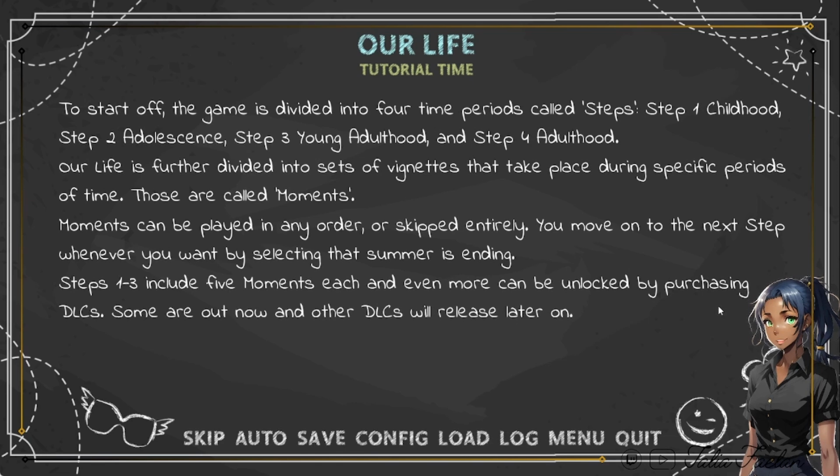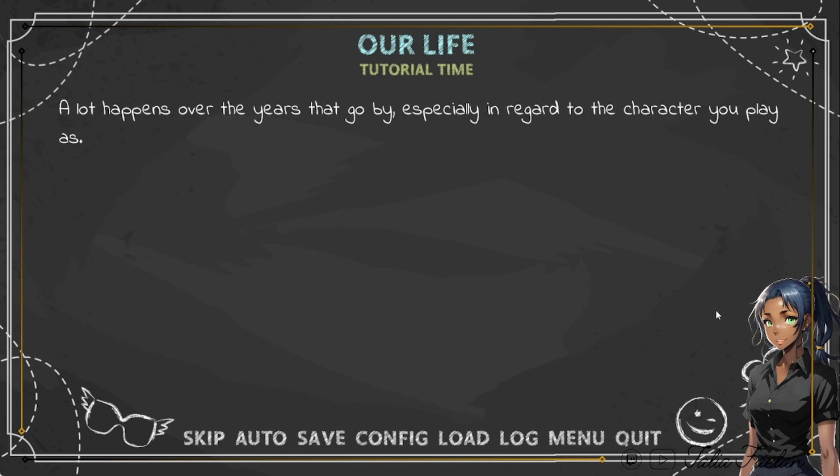Steps 1 to 3 include 5 moments each, and even more can be unlocked by purchasing DLCs. We're broke, so we're probably not going to be purchasing DLCs. Some are out now and other DLCs will be released later on. Oh yeah, I saw that on the Steam store. Step 4 is an epilogue and doesn't include moments.